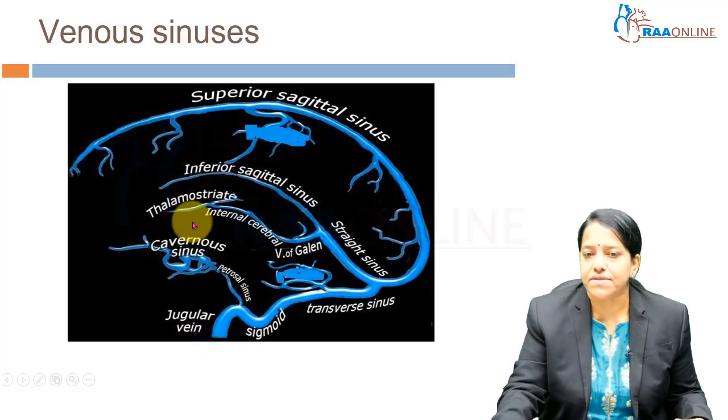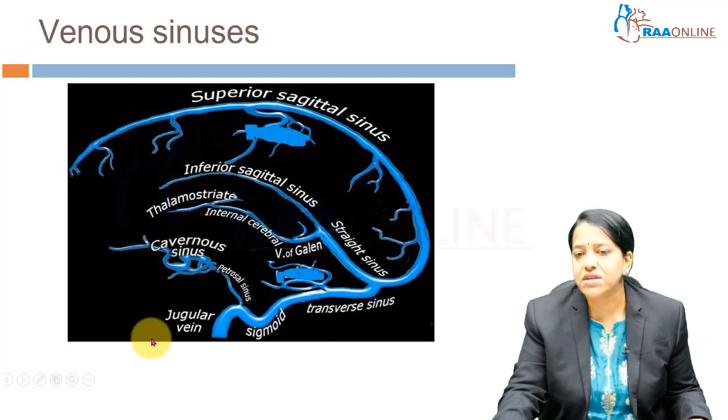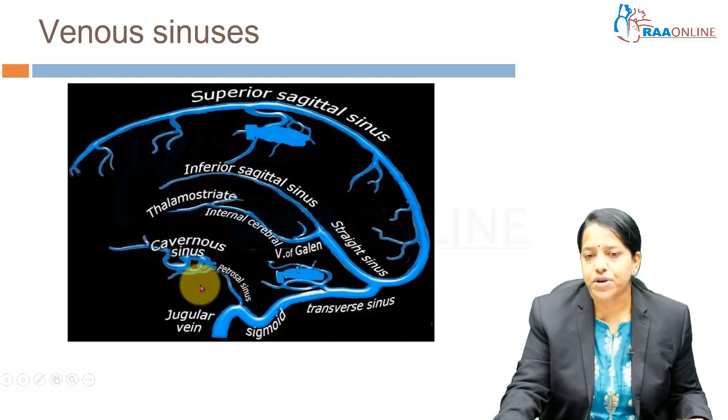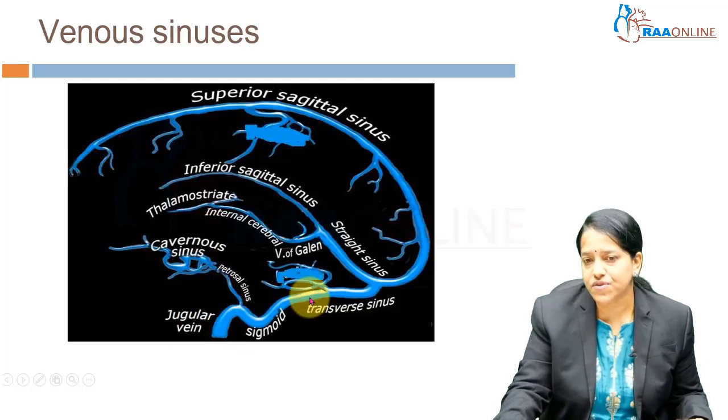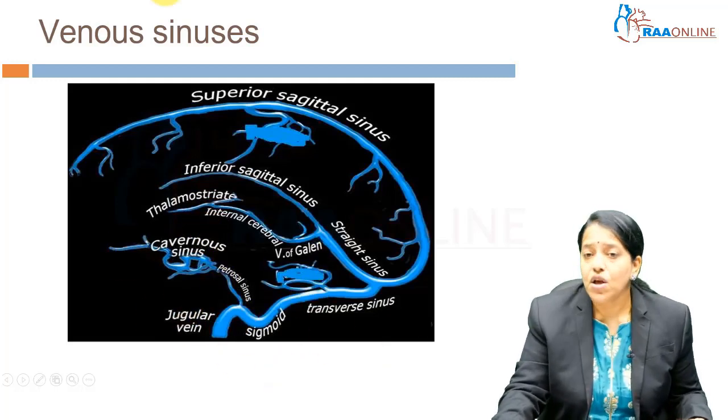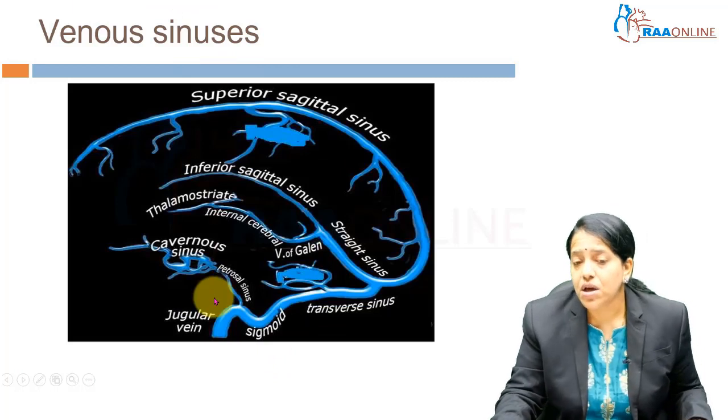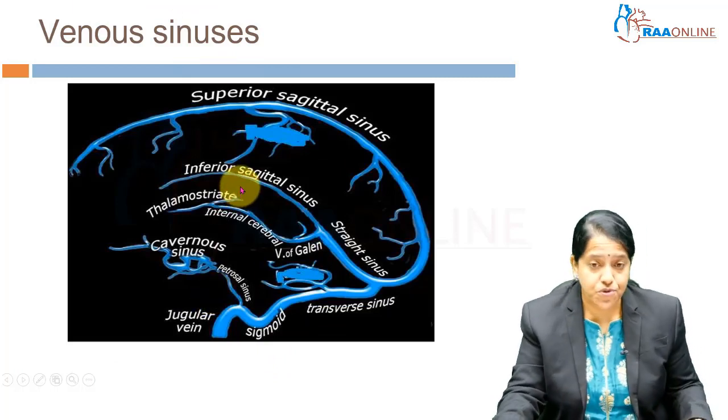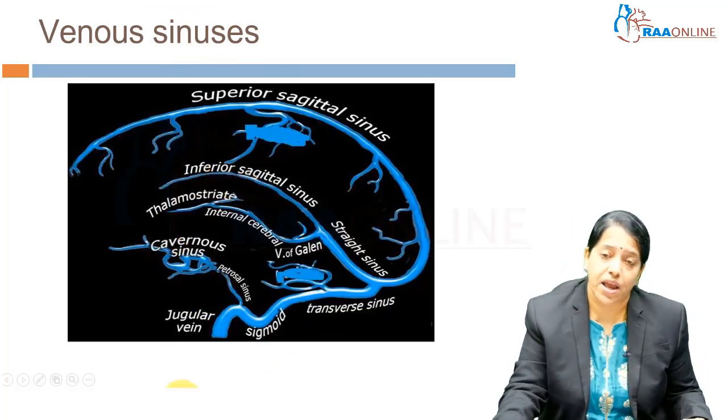Now over here you can see in the center you have the cavernous sinus, which is also very important because it is connected to the jugular vein and also the transverse sinus by petrosal sinuses. So we will be learning about the communications and tributaries of the cavernous sinus when I come to the cavernous sinus portion.